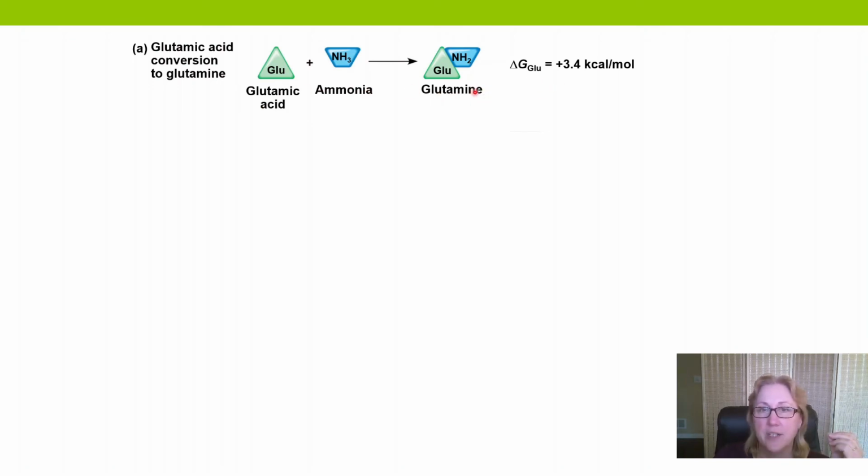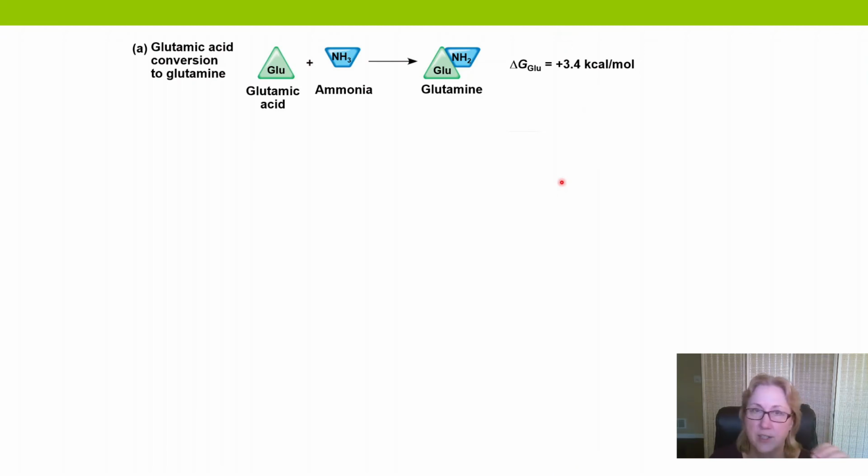And this reaction is an uphill reaction because we're decreasing entropy. We're taking two separate molecules and turning them into one molecule. That would normally be an endergonic reaction, and it has a positive delta G of 3.4 kilocalories per mole. So this is going to require energy. Not only is it going to require energy, it's going to require an enzyme.